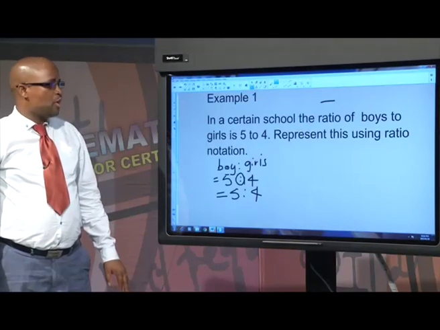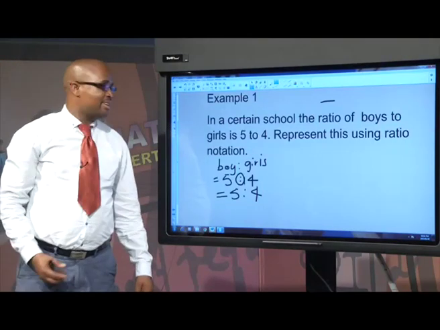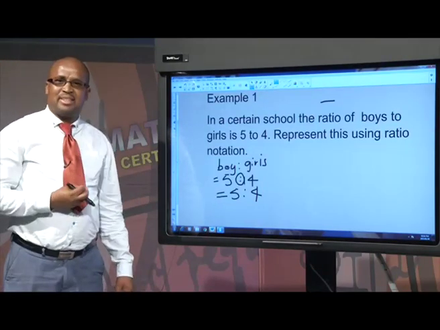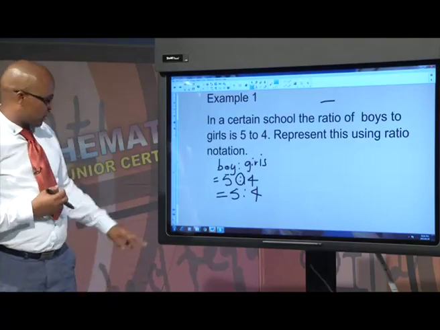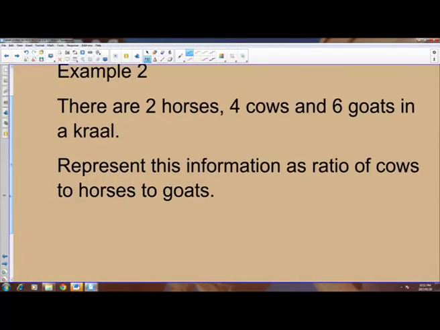Thank you, Tifo. You want me to give another example where a statement is given and then represent such a statement in mathematical terms using ratios. Example 2 says, there are 2 horses, 4 cows, and 6 goats in a kraal. So we have horses, cows, and goats in a kraal. It says represent this information as a ratio of cows to horses to goats.